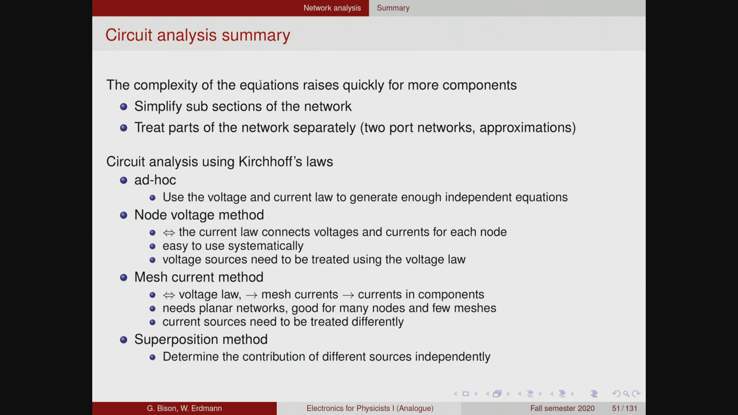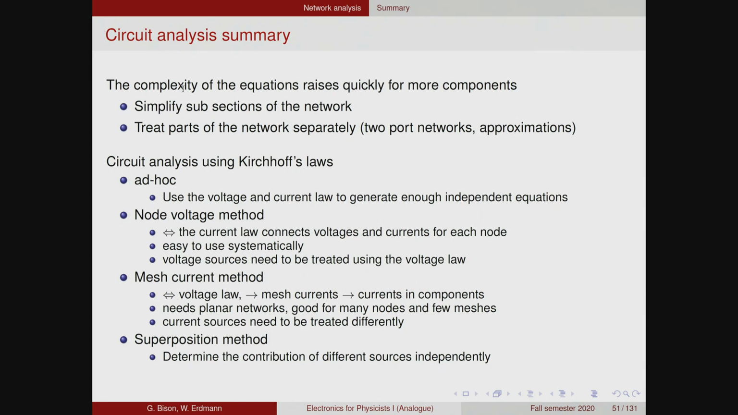If you're not sure how to get enough equations, there are two methods. The node voltage method uses the current law to connect voltages and currents for each node. It's easy to use systematically, and it's good if you have few nodes. Then the mesh current method uses the voltage law to get mesh currents, and from there you can compute currents in components.